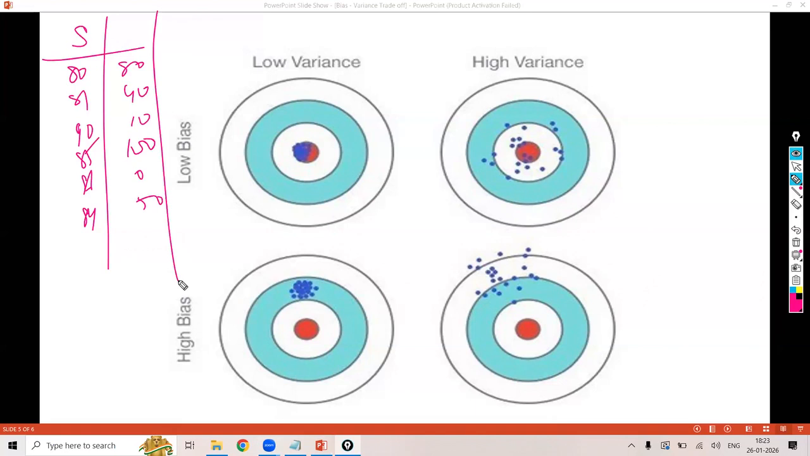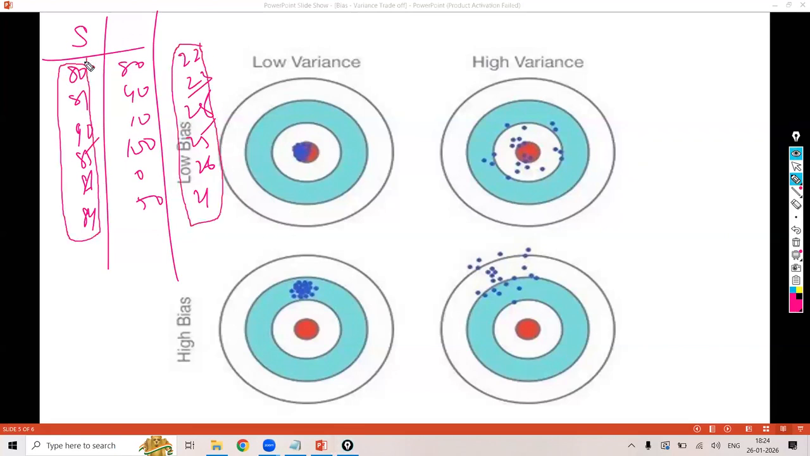Now, there is one more example in the same way. One student has got 22, 23, 28, 25, 26, 21. In this case, is the distance between the points high or low? It is low, so this is also called low variance. Then what is the difference between these two? Miss, compared to the actual marks, that is 100 as the actual marks, it has high bias. With that one, it has low bias.